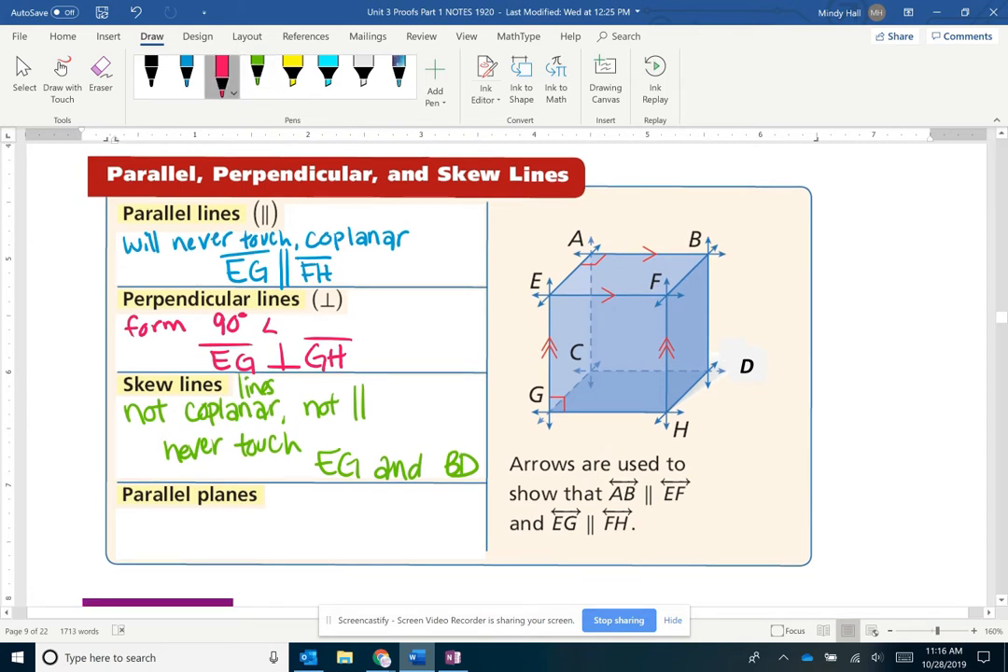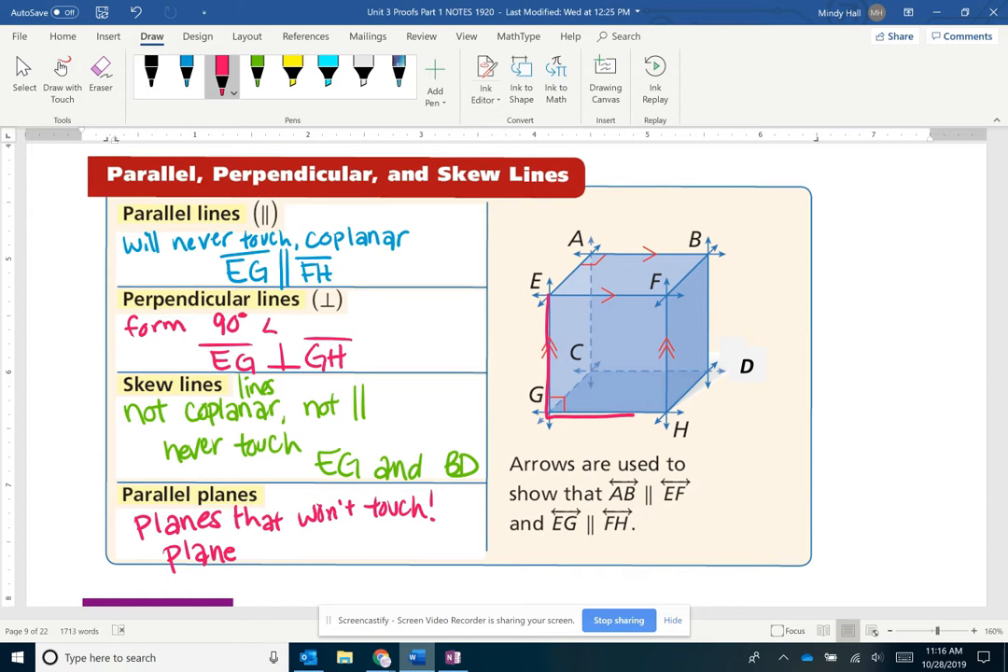So then parallel planes are planes that will never touch, much like parallel lines. If we're talking about planes, unfortunately, we do not have a fancy symbol for planes, but we could say plane EGHF is parallel to plane ACDB.